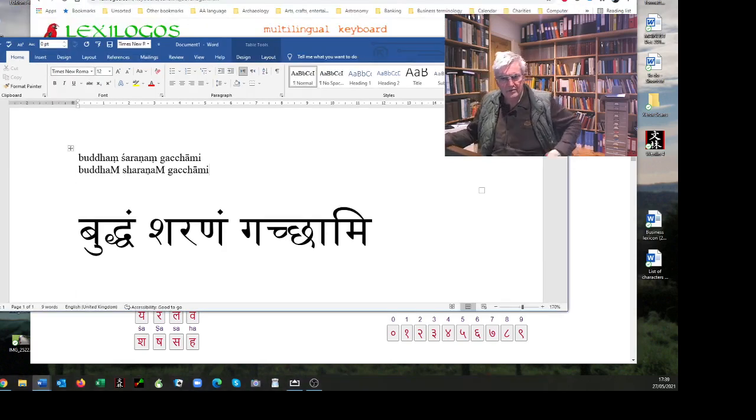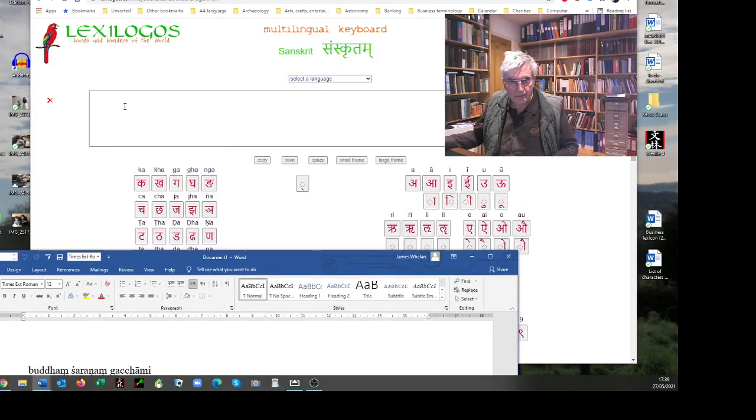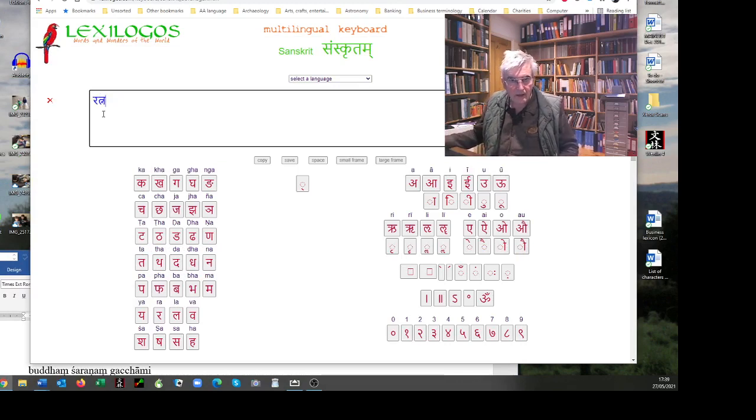Now, one huge advantage of the Lexilogos system is that if you aren't quite sure what a conjunct will look like, for example, ratna, how do you write tna together? We'll deal with the conjuncts in the next lesson, actually. So ratna, how do you write ratna? We know how to write a t on its own, we know how to write a n on its own, but when you join them together in a ligature, so let's take it out and paste it into the keyboard, and that's how it is.